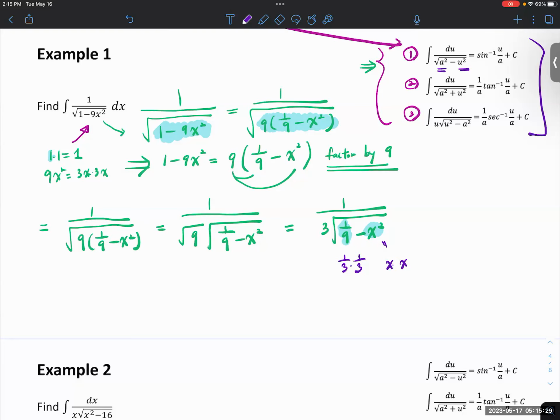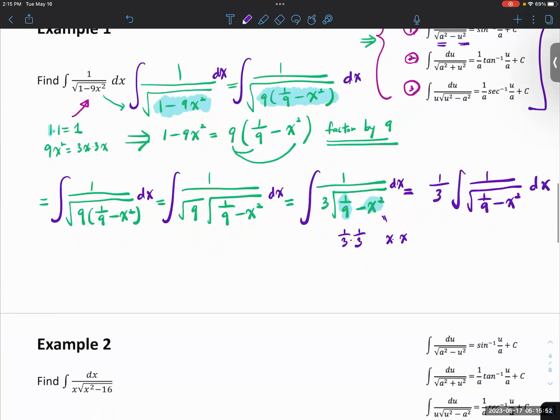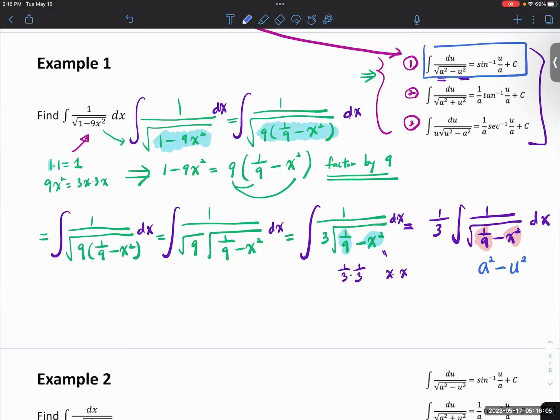So what I'm going to do, I can keep simplifying. By the way, we have an integral here, everywhere we do have an integral. I can bring 1 over 3 to the front. So we have the integral of radical 1 over 9 minus x second dx. We always have a dx at the end. Okay. So now look at this: 1 over 9 minus x squared. This is exactly the a squared minus u squared form, so you can utilize the first technique.